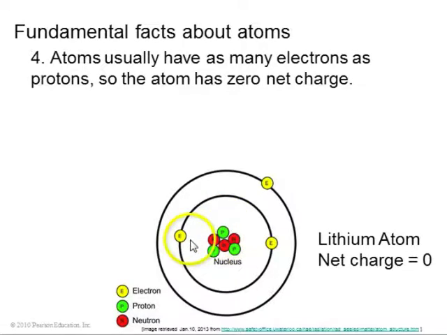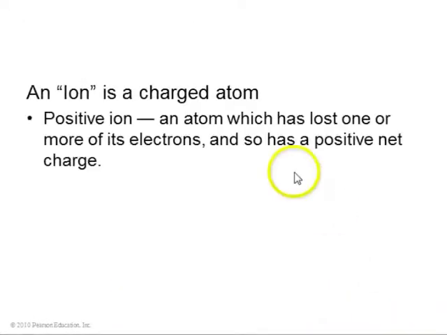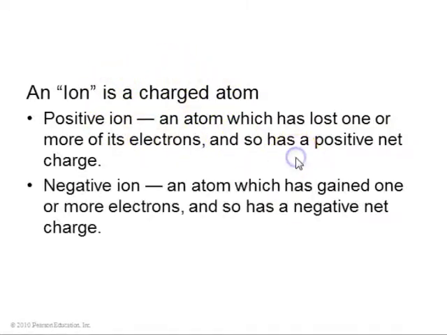And since protons and electrons have equal but opposite charges, a neutral atom is one that has the same number of electrons as protons. So here's a lithium atom with 3 protons in the nucleus and 3 orbiting electrons, so it has net charge 0. If an atom does not have the same number of electrons as protons, we call it an ion. A positive ion has lost one or more of its electrons, and a negative ion has gained one or more extra electrons.